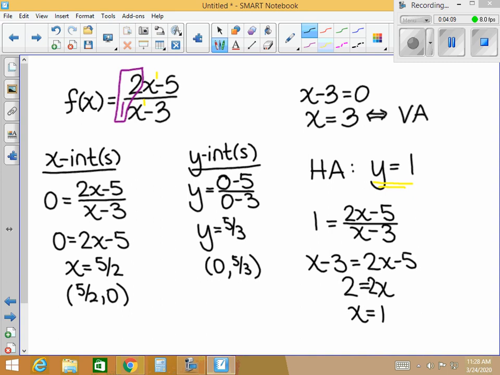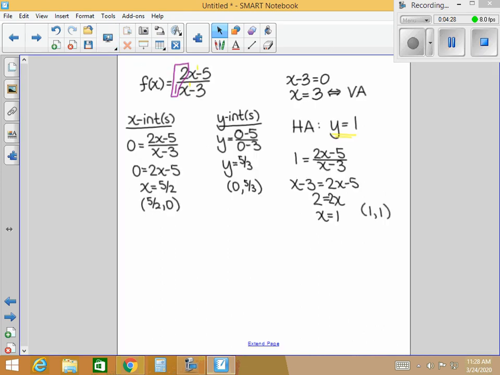And actually this one does. I adjusted my example from what I was going to do initially, so I meant to have one that does not, although in this one it does. It happens to cross at the point (1, 1). So I know horizontal asymptotes, I know vertical asymptotes, I know where it crosses the x-axis, and I know where it crosses the y-axis.